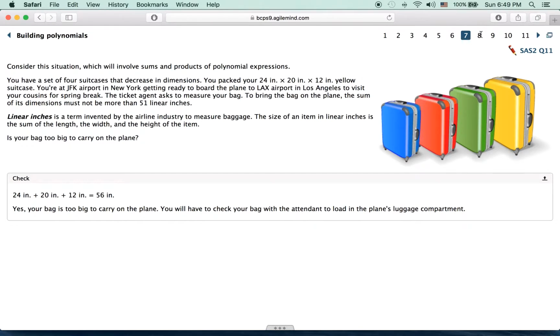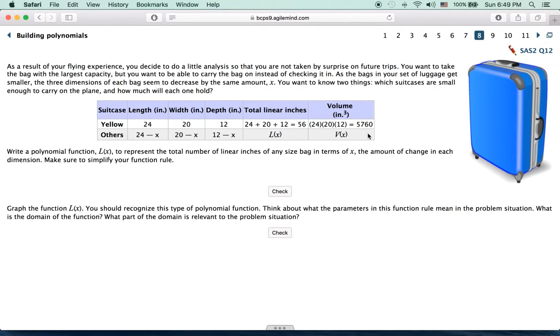Okay, so suppose that you could magically decrease the dimensions of the height, the width, and the length of your luggage by the same amount in all directions. That's to say, you could choose a number of inches to remove from the depth, the width, and the length of your luggage so as to fit the criteria of 51 inches. Okay, I'm pretty certain there's no such suitcase. We won't worry about that right now.